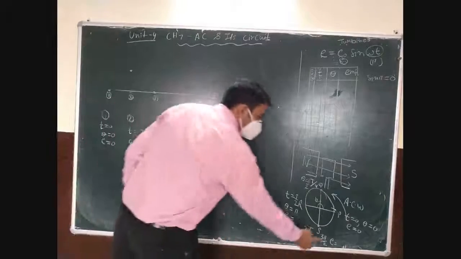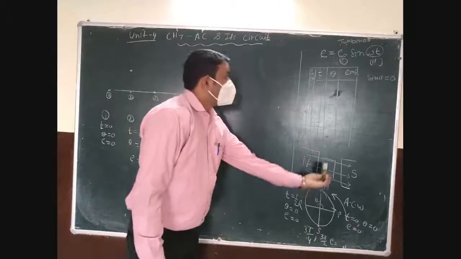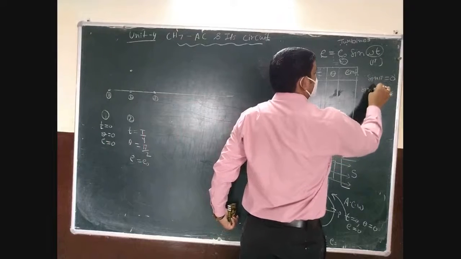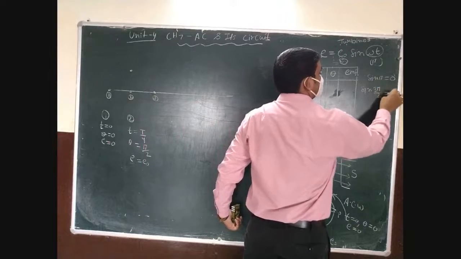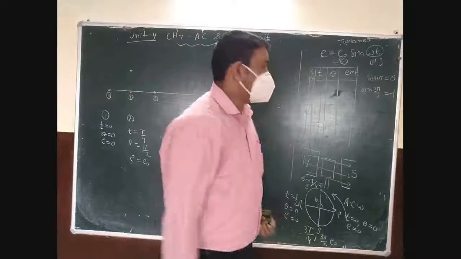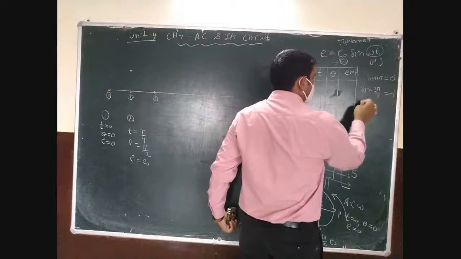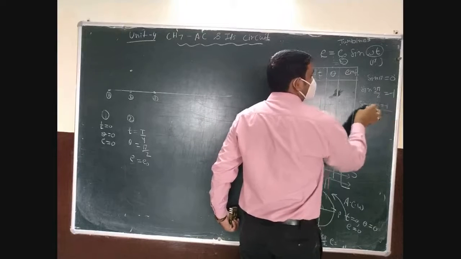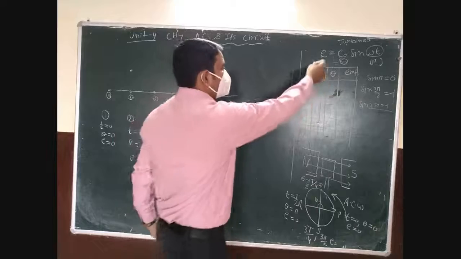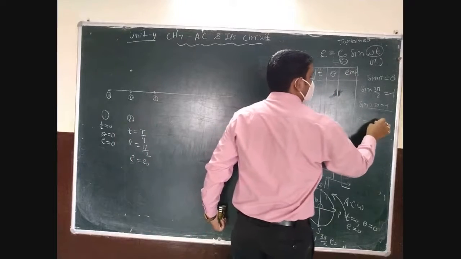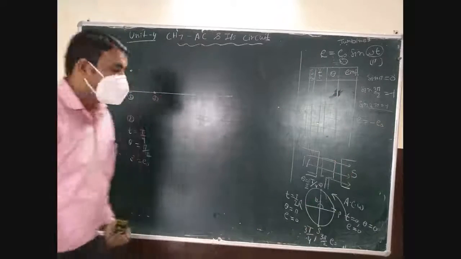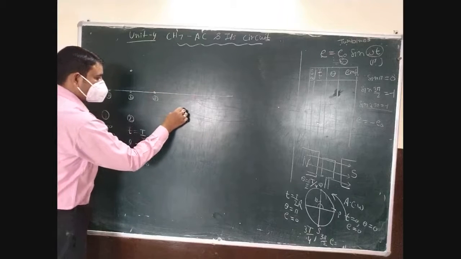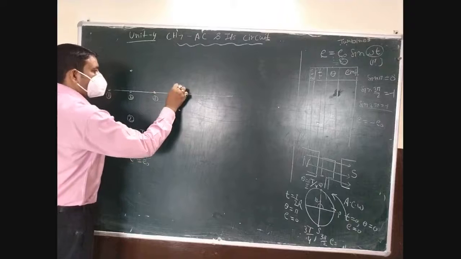This E will become sin 3 pi by 2, which is -1. That is, in simple degree form, sin 270 degree, and this value is -1. Then we get this EMF equal to minus E naught. Okay, now observe here. This is the fourth situation.